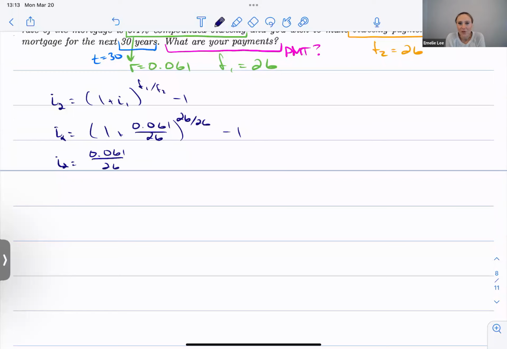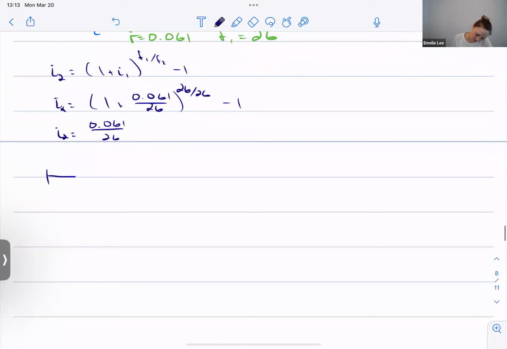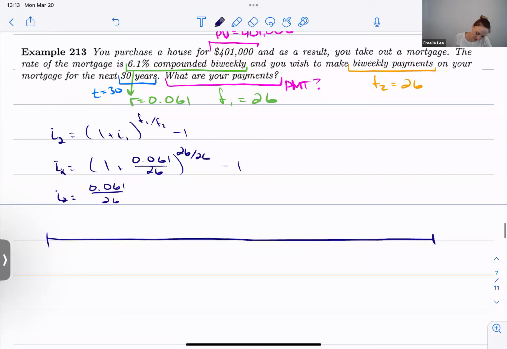Or if you use the store function on your calculator, then I would maybe write down store 1 or something like that. So what does the timeline look like? For 30 years, so if we buy a house today and we're going to pay it off for 30 years, okay. And I'm going to write something above the 30 years, so I'm going to bump it down just a smidge.